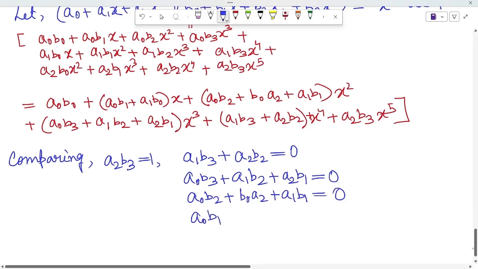A0 B1 plus A1 B0 is minus A, I think. Minus A. Lastly, the last is A0 B0, which is minus 1. Okay.